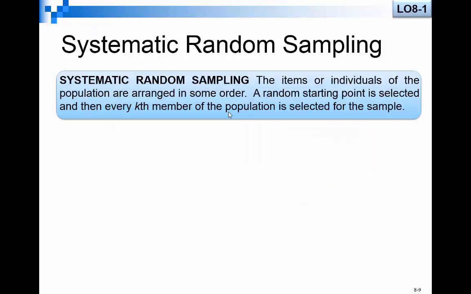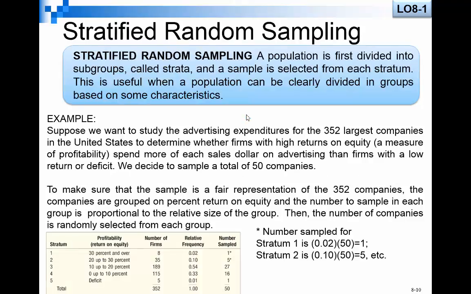Another method to obtain your sample from a population is to use systematic random sampling, where the members of the population or the items are arranged in some order. Maybe we say the order is that we're going to pick every fourth member of the population. So that would be systematic random sampling.